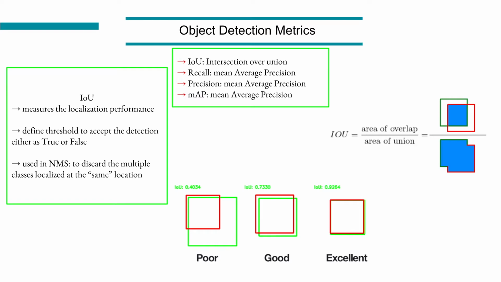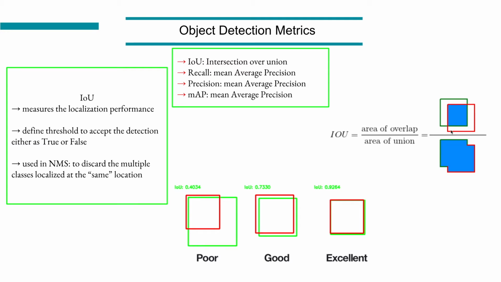And also it is used in NMS. NMS is non-maximum suppression, to discard several classes in the same location. So in object detection, for example, there may be some object, and our object detection can detect this bounding box with, for example, four classes. So it's impossible to be the 4 classes in the same location, right? So NMS is discarding the lower confidence score classes in the same location.